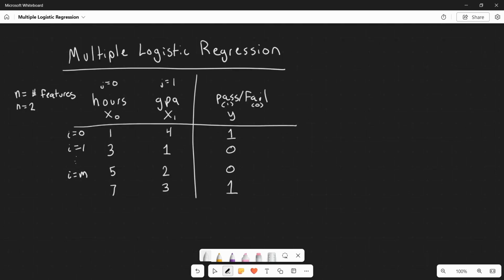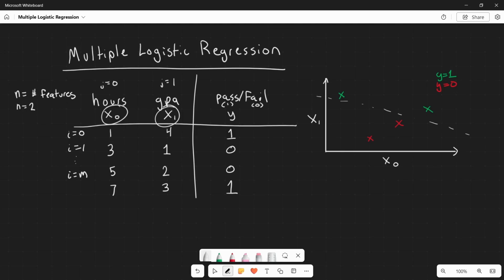Alright, so now let's try to plot these points on a graph, but notice that we have two different x features, so we can't just do an xy plot anymore. Instead, let's do a plot where x0 is on the x-axis and x1 is on the y-axis, and then we'll mark the passing grades in green and the failing grades in red. Alright, now that we have these points visualized, let's reintroduce that decision boundary. So the decision boundary might look something like this.